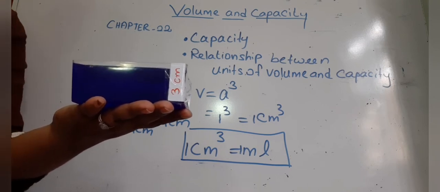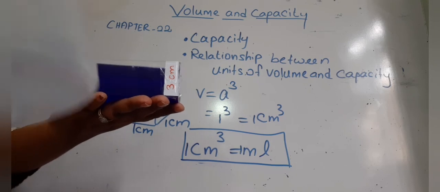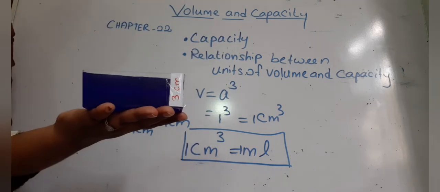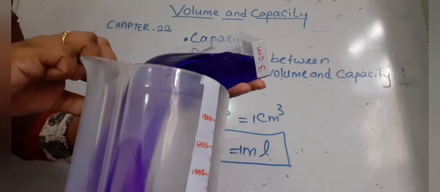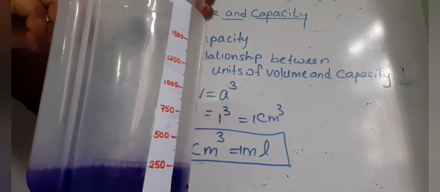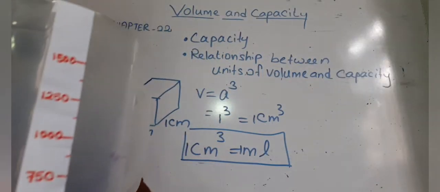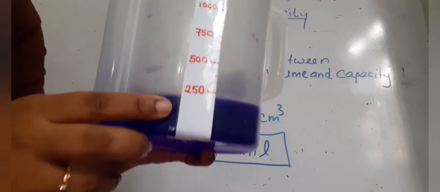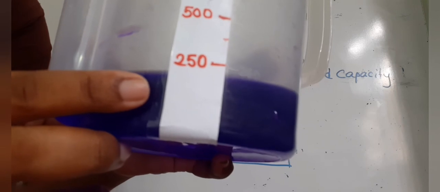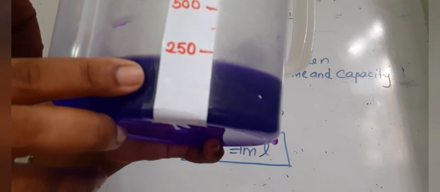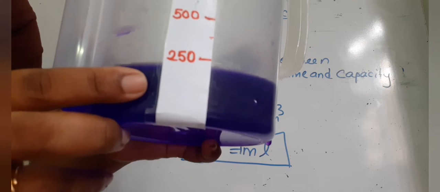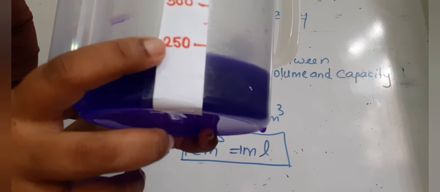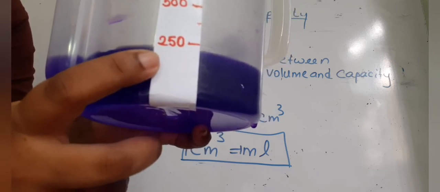Now what I am going to do here is fill this marked container. Pour this completely into this. And let's measure the volume of the liquid from this. As you can see, this is slightly below the mark of 250. Can you see that? This is 250 milliliters. It's slightly below the mark.